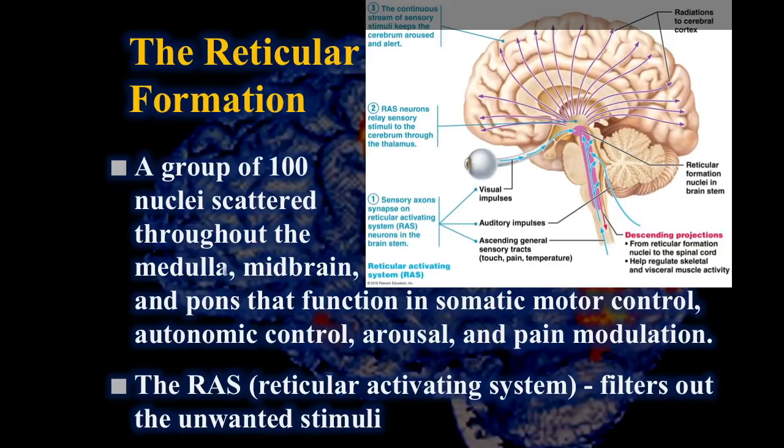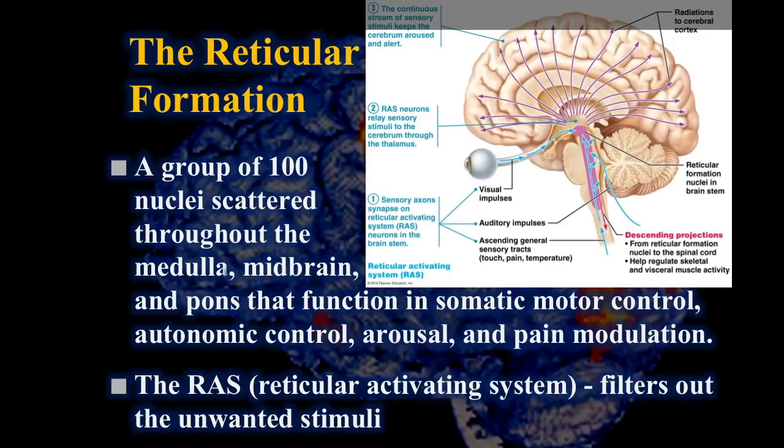And our second functional system, our last one we're going to talk about, is the reticular formation. Notice that we've got lines going everywhere all over that brain. Okay, and that's because the reticular formation is all over the brain. Okay, we have lots of different parts being used together. It's a group of about 100 nuclei, so patches of gray matter that are scattered throughout the brain. It's found in the medulla, the midbrain, and the pons that function in somatic motor control, autonomic control, arousal, and pain modulation. Okay, so you're getting information in from the body through your senses, and you are adapting to it. Okay, one of the big things you're doing here is arousal.